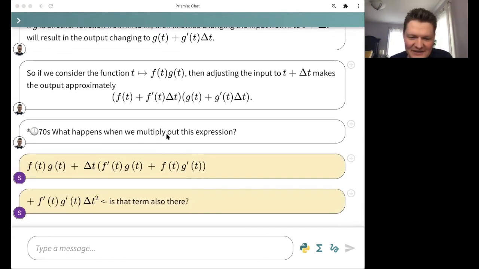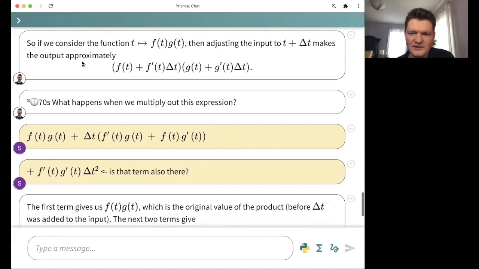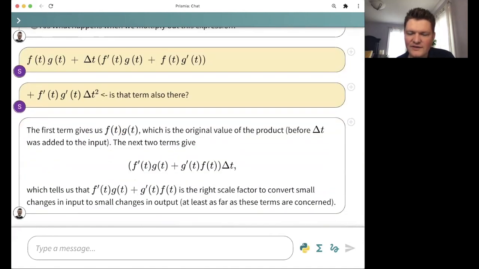A few answers here. I'll let Shabam talk about what he's looking at here. So yeah, that's exactly what's going to happen here. So let's break it down and illustrate sort of a way of thinking about this second order term, and that's going to be a kind of segue into Taylor series, which we'll get into next. So yeah, so what's going on here is the first term gives us f of t, g of t, which you see here in Shabam's answer. And that's the original value of the product. So that's telling us kind of where we're starting. It's good that that term shows up because then the other terms will tell us the actual change.